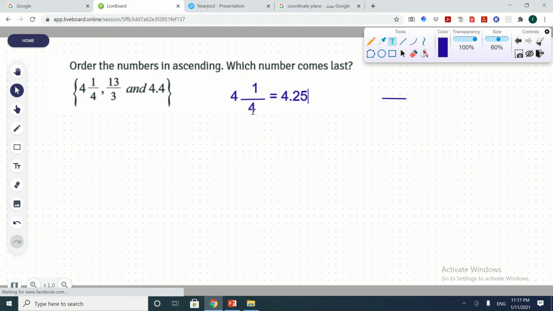Or you can use long division here. For the second one I will use long division. I have the number 13 divided by 3. How many 3s in 13? There are 4. 4 multiplied by 3 gives us 12. 13 minus 12 gives us 1.